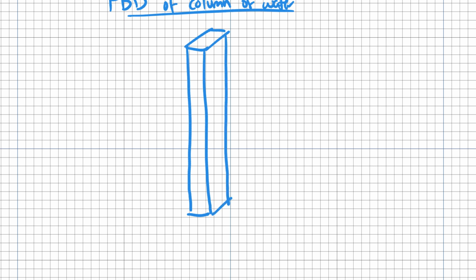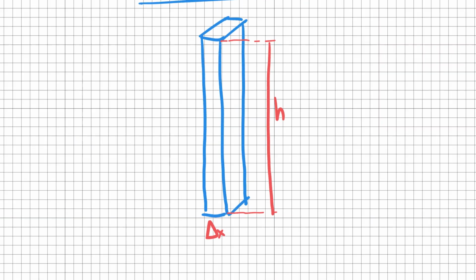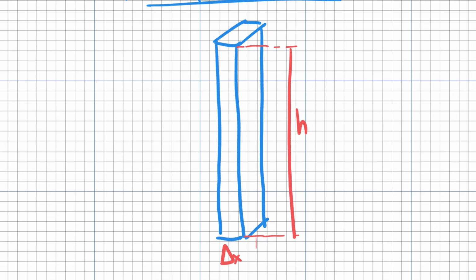Now I've got to figure out the forces on this particular column of water. Well, first, before I do that, let's get some geometry out of the way. I'm going to call the height of this thing, going down like this, H. Then this right here I'll call delta X, and this right here, let's call delta Y. So the area on the top and the bottom is delta X, delta Y.